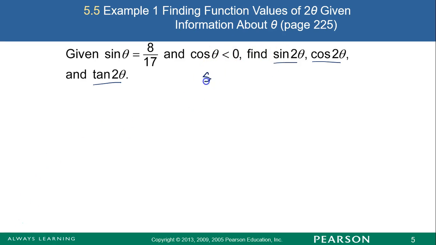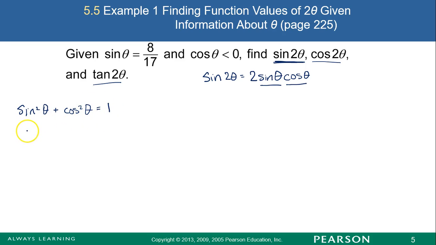So sine of 2 theta is equal to 2 sine theta cosine theta. So before we can even figure out what this is equal to, we need to find cosine theta. We have sine, but we don't have cosine theta. So let's go and find that. And the way we can find that is our Pythagorean identities, the one that states sine squared theta plus cosine squared theta is equal to 1.